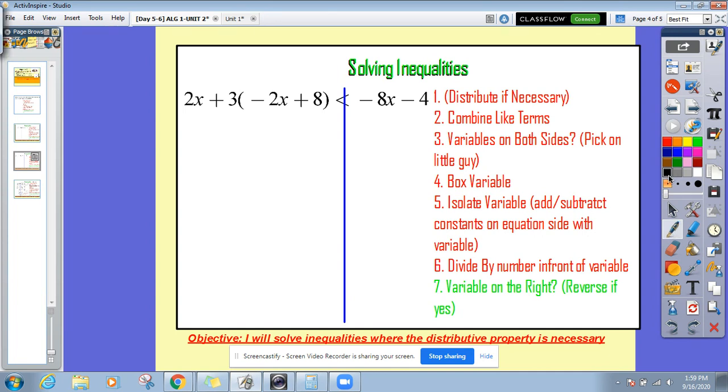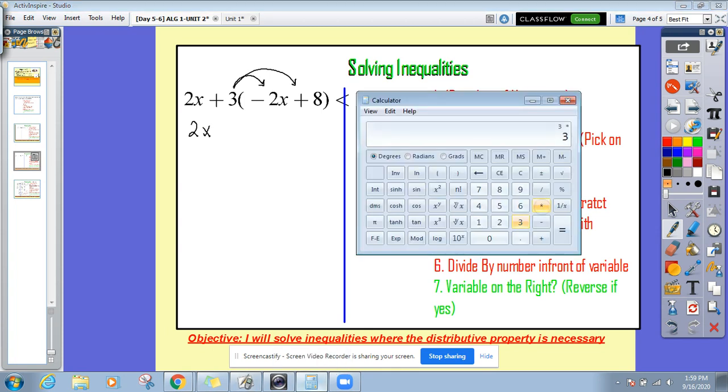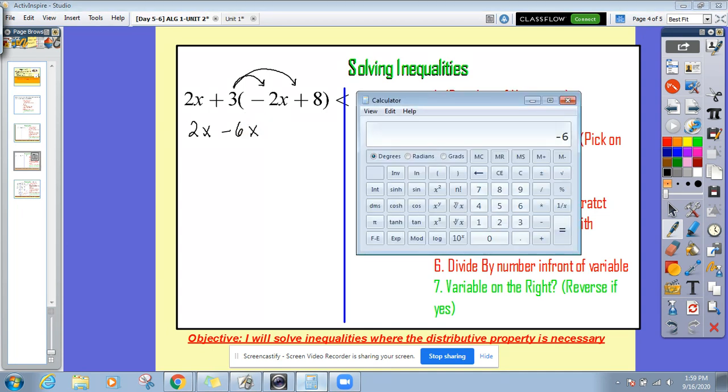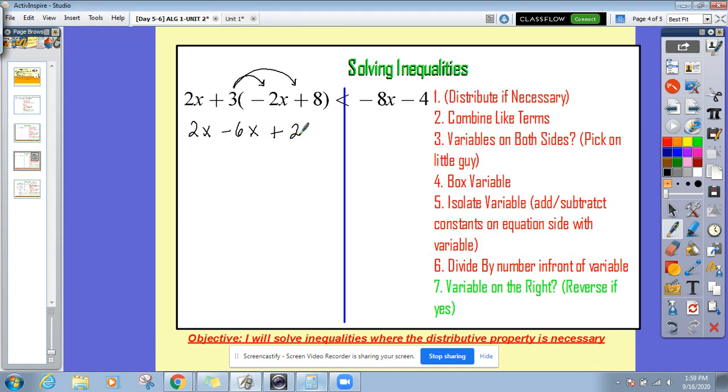We're going to start by distributing because I have parentheses. So if you remember, distribute means multiply. So 3 times -2x is -6x. There's an x there. And then 3 times 8 is 24. I bring this down. There's no need to distribute on the right-hand side because there's no parentheses. So we're done with that step.